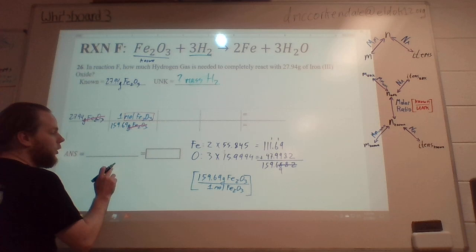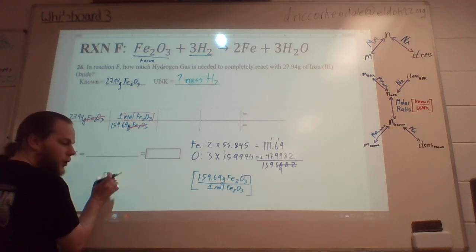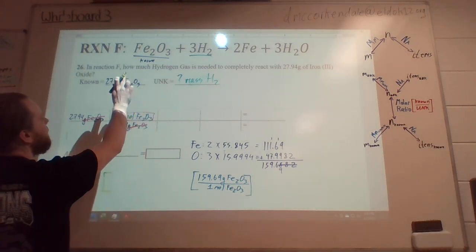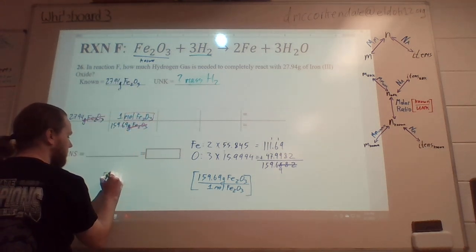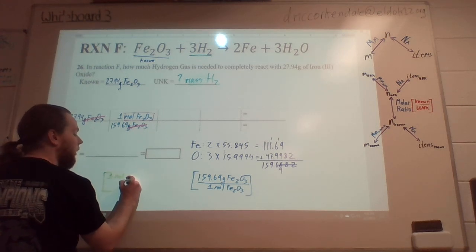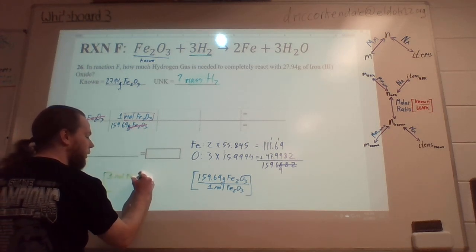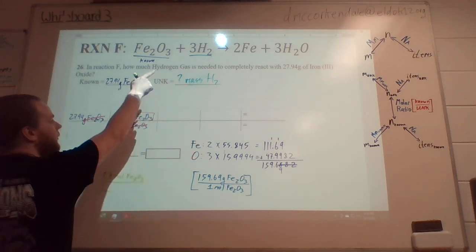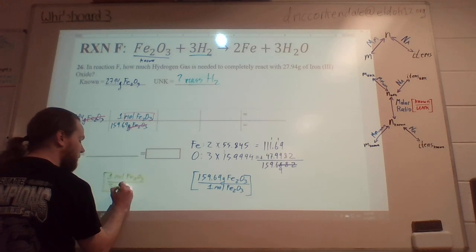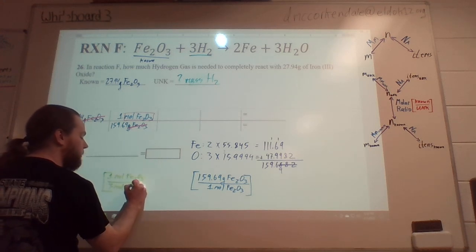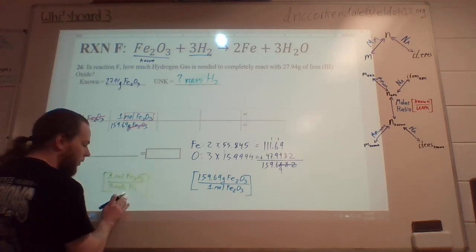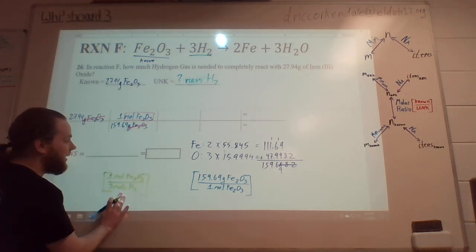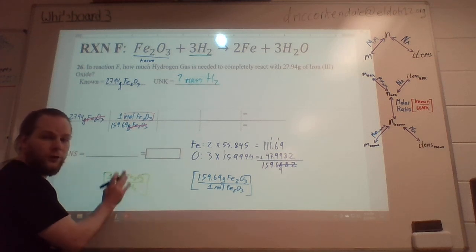So we need to put the coefficient moles of the known. The coefficient for the known is 1 mole of the known, Fe2O3, over the unknown. So coefficient 3 moles of the unknown, which is H2. That is going to be our molar ratio for this problem.